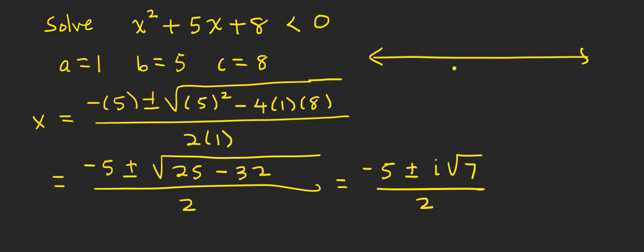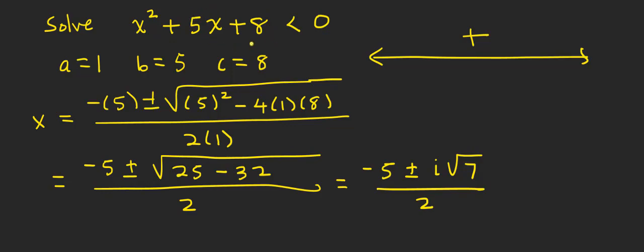So what we're going to do is, let's just try any number. Plug in 0. When you plug in 0, what happens? You get positive 8, right? What about 2? You get positive. What about negative 2? You get positive. So it doesn't matter what number you choose. Any number you choose, you always end up getting positive.